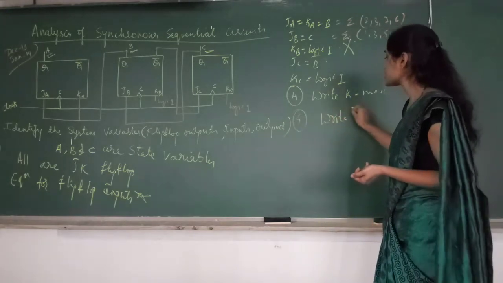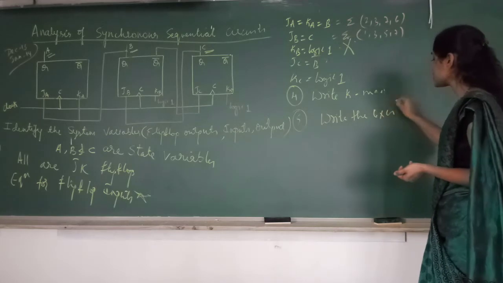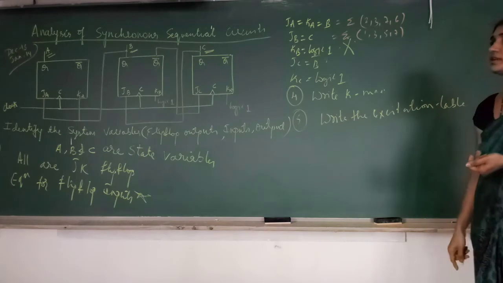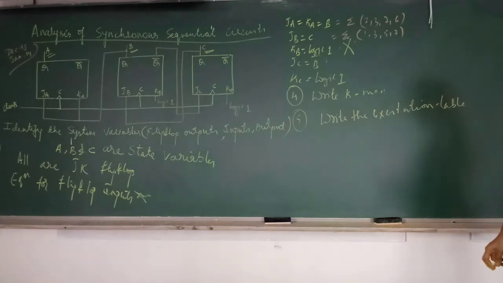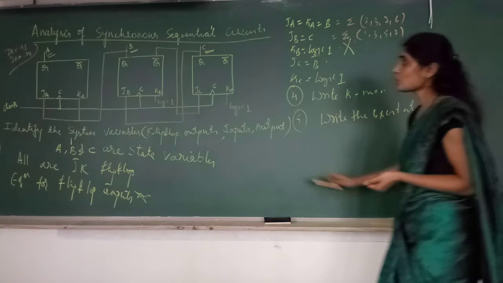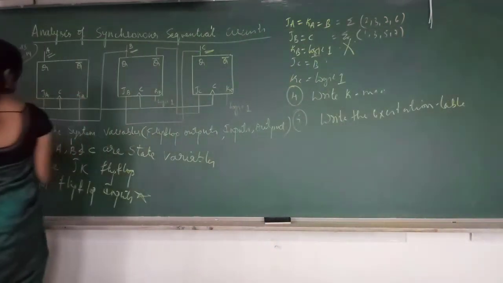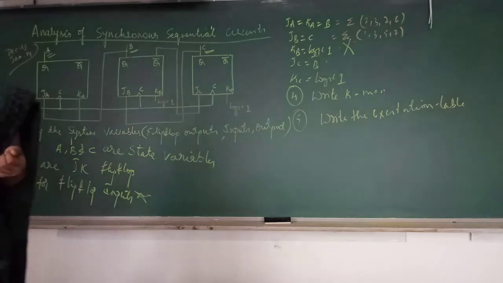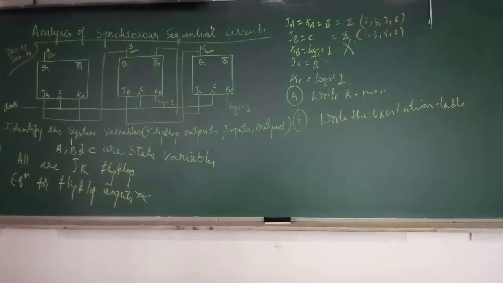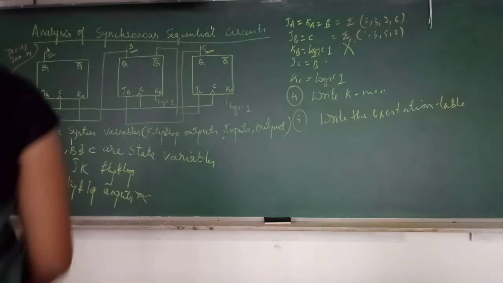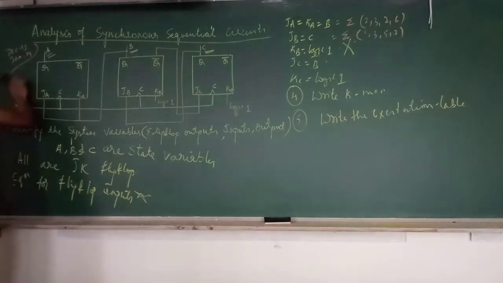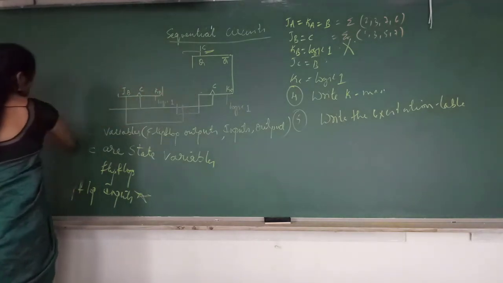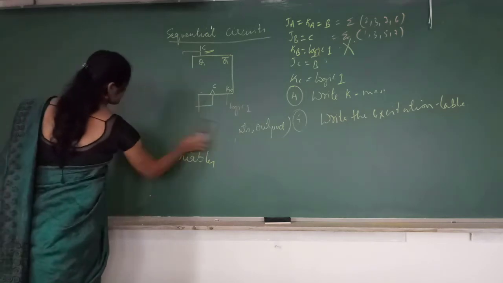write the excitation table. Write the excitation table for the circuit. So hope all of you can write this circuit in your notes. So I'll just erase this because I need to write the excitation table for the given circuit. So what is the next step? Write the excitation table. Okay? So we'll write the excitation table. So what is the first step that you have to do?